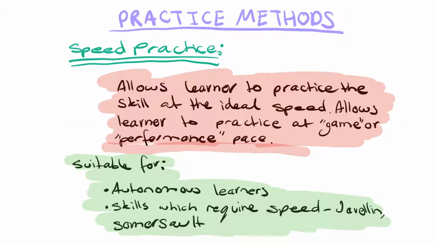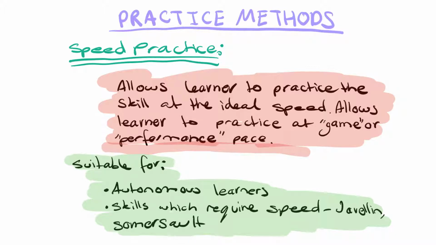So the next type of practice method we can have a look at is the speed practice method. Now obviously this allows a learner to practice a skill at an ideal speed. It allows a learner to practice at game pace or performance pace. So not all the time is it appropriate to practice at high levels of speed, obviously due to fatigue, but also because some skills need to be broken down before speed can apply, because sometimes technique is much more efficient.